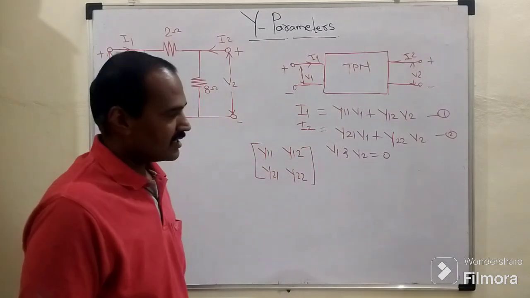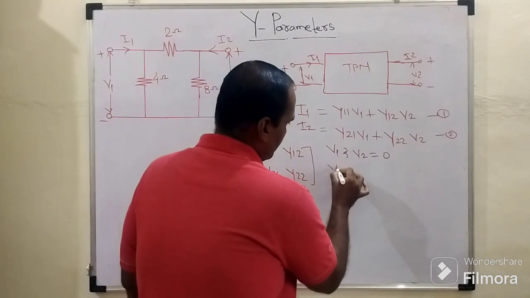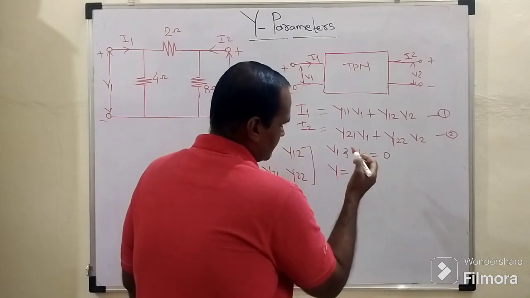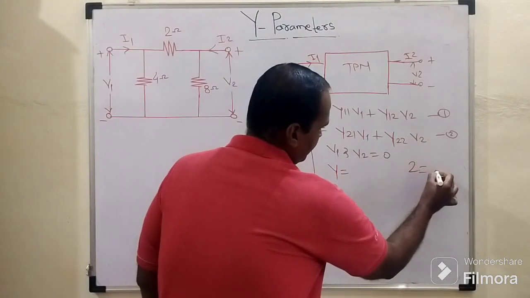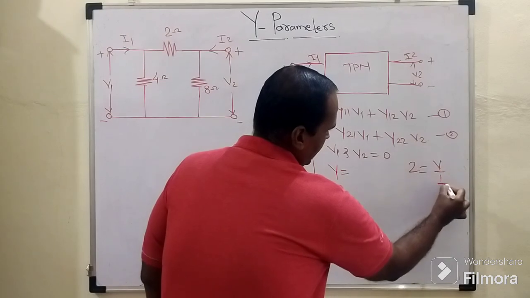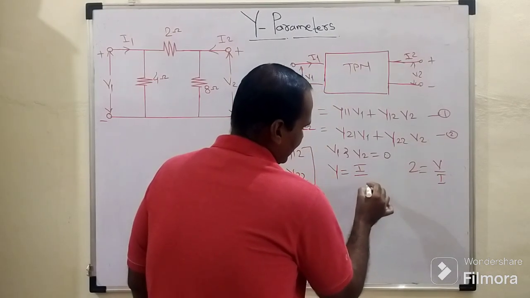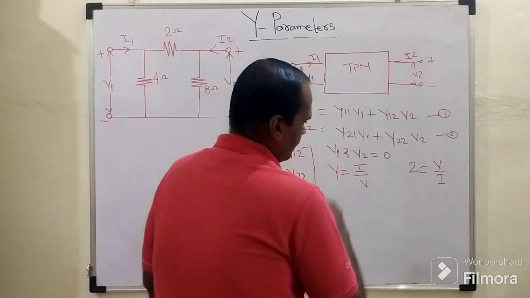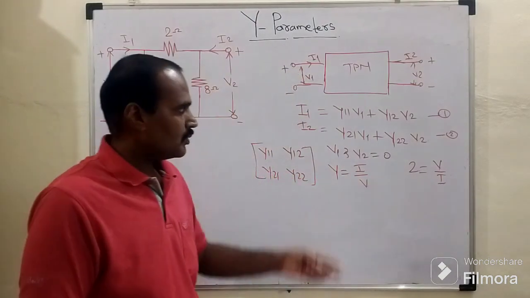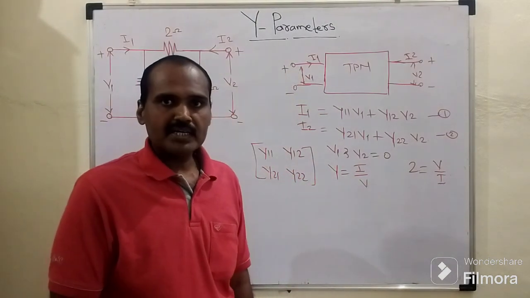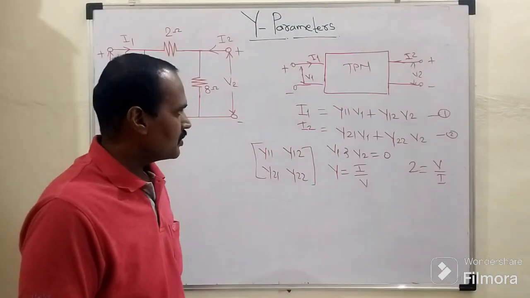And this admittance is nothing but the reciprocal of impedance. So Y equals what? How is impedance defined? Z equals V by I. So the reciprocal of Z is Y, which exactly equals I by V. This is how the basic structure of the admittance parameter looks.